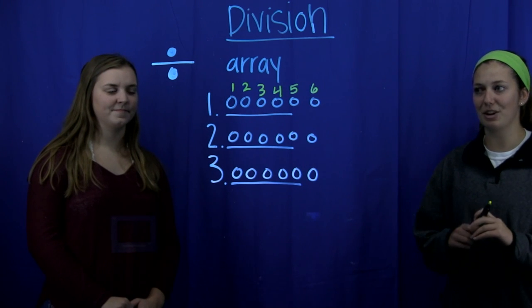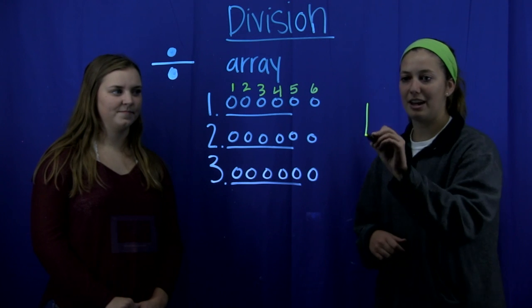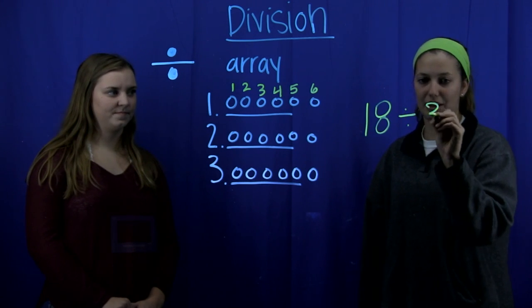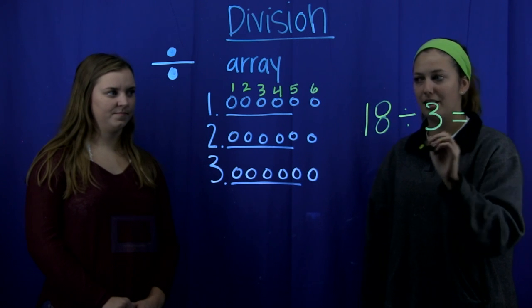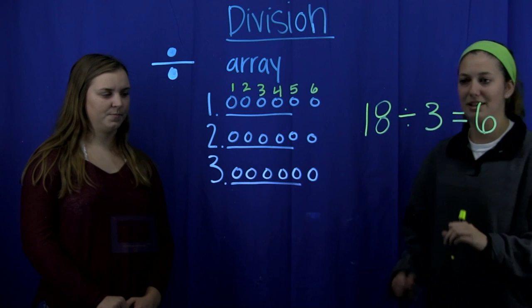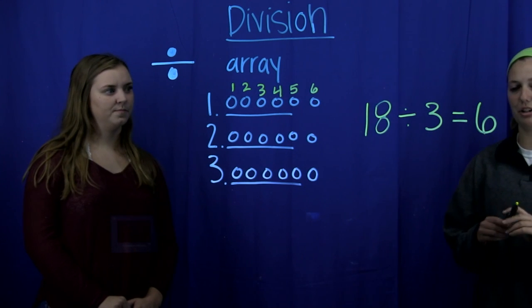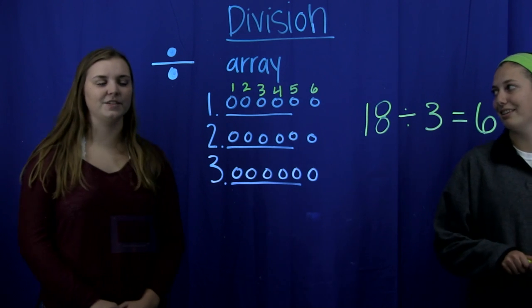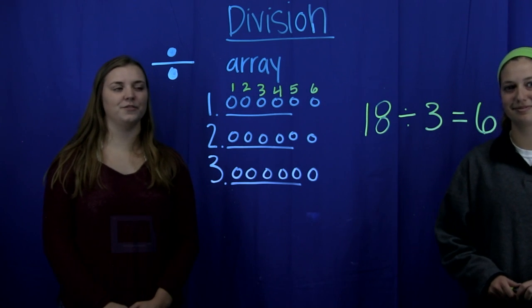And this helps us to solve our problem because we know that the 18 gumballs that are divided into 3 groups, each group then has 6. So that means that 18 gumballs divided into 3 groups equals 6 gumballs per group. And that's just a way you can use an array to solve your division problem.